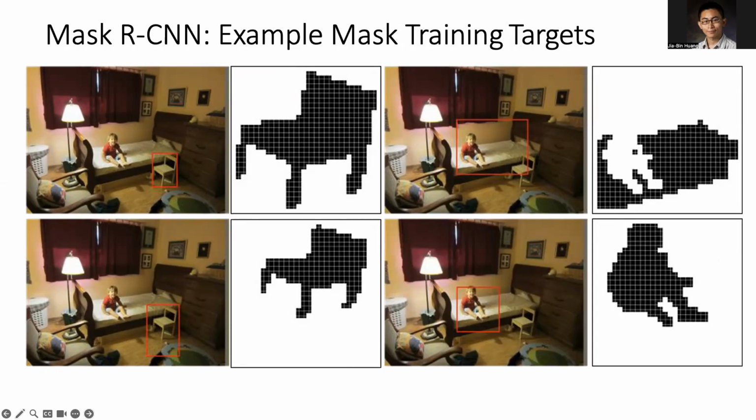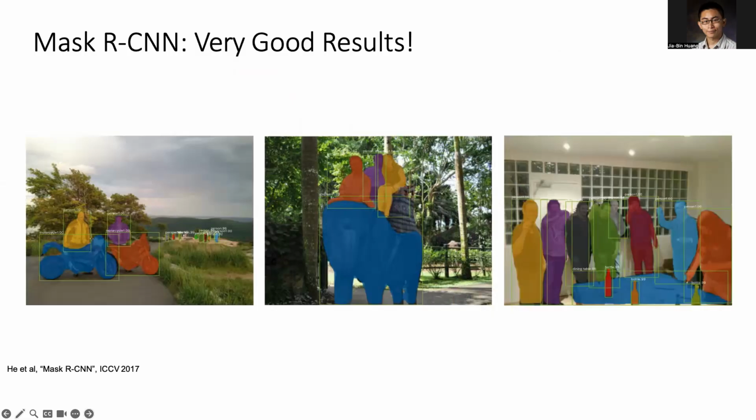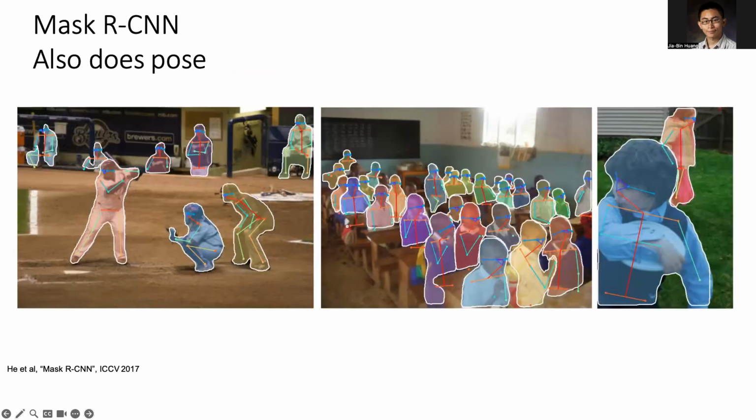So this became hugely successful around the time, and even today, if you want to do any kind of semantic segmentation, this is probably the go-to method that you can use. If you're given an image, now you are able to detect arbitrary objects and segment out objects very reliably. So here are some examples, and you can also extend this to poses as well. Given the image, you can actually detect persons, segment out persons, and annotate the pose of the persons.